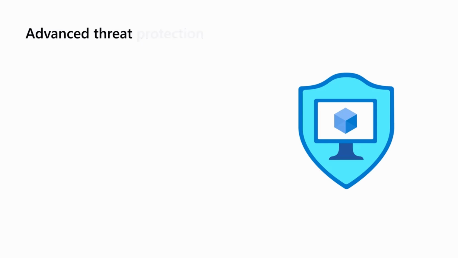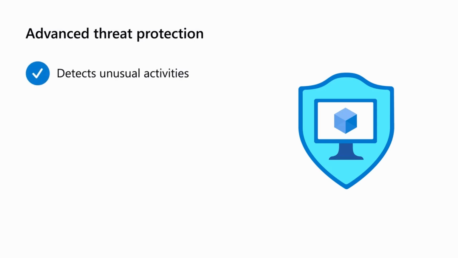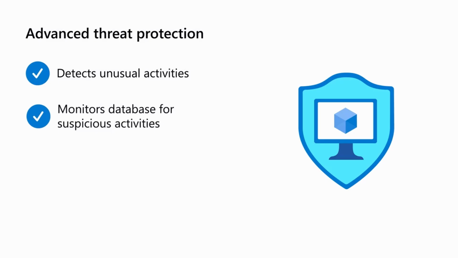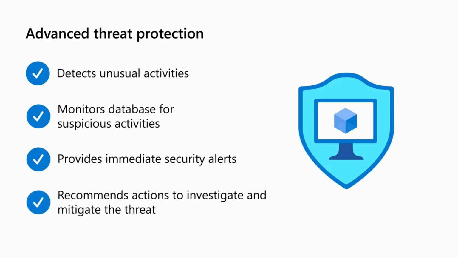The third is advanced threat protection, which detects unusual activities. It continuously monitors your database for suspicious activities and provides immediate security alerts on potentially harmful issues. It also recommends actions on how to investigate and mitigate the threat.